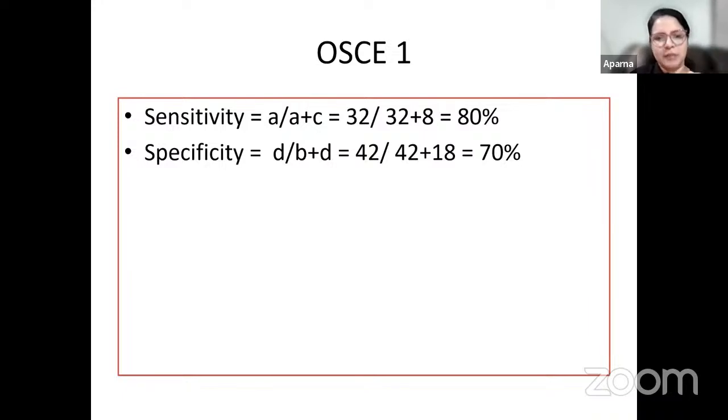So in this particular example, we know that 32 babies tested positive among the truly diseased population. The remaining 8 falsely tested negative.